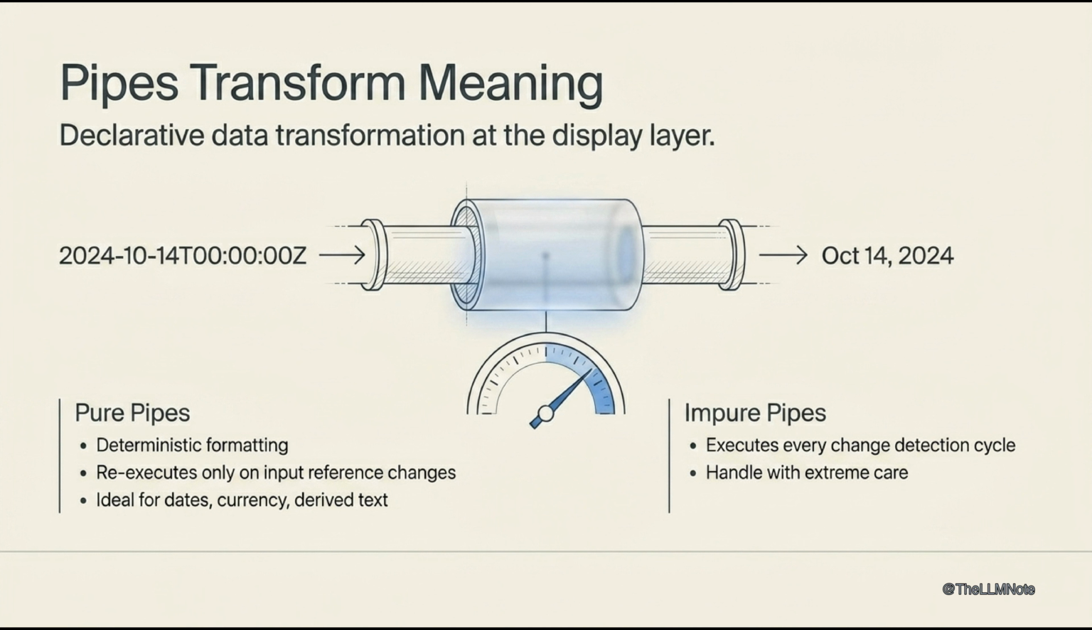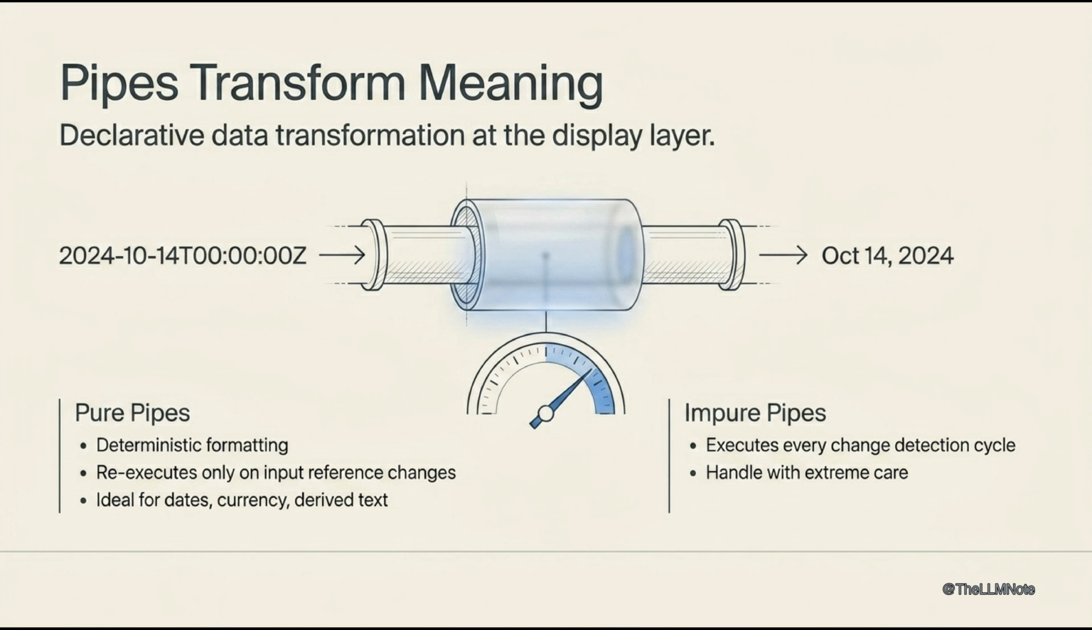Impure pipes require careful handling. Lint guidance warns they execute every change detection cycle. Pure pipes re-execute only when input references change. Formatting remains an important part of architecture. This is how Angular handles data transformation. But here's where it gets interesting.